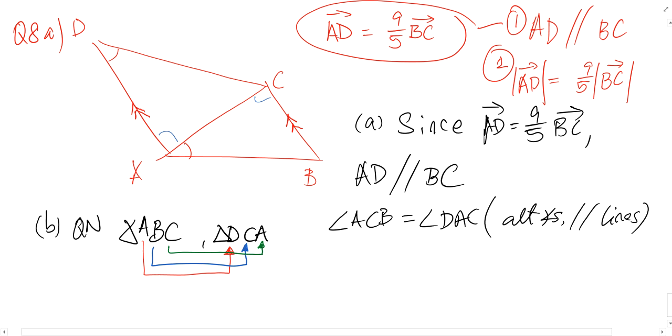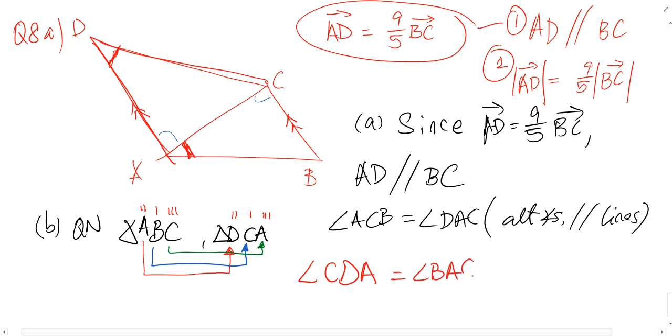Do we see angles that are already the same? Definitely. We see this red angle and this red angle. So what are they called? Angle CDA, right? C, then D, then A. CDA must be equal to angle BAC. And this is given. I've got one angle already.